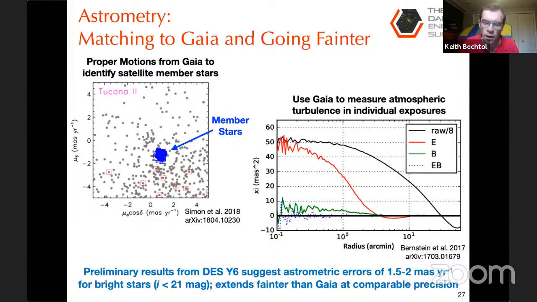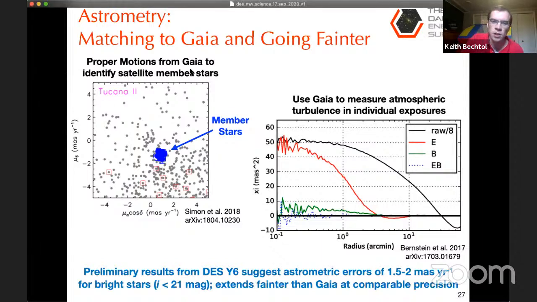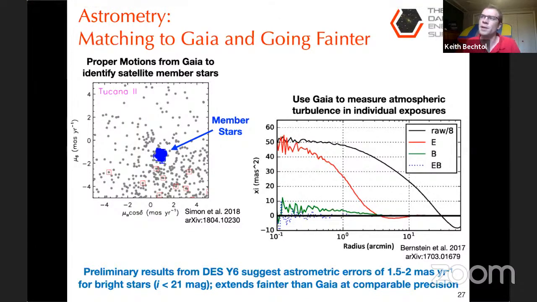So one of the applications of this, using the precision for proper motions from Gaia, is actually identifying the member stars in Milky Way substructures, like for example, identifying the member stars of the satellite Tucana 2 based on their proper motions. We basically see these clustering of the member stars in proper motion space. So this gives us another tool to try to pick out different stellar populations in the Milky Way halo.